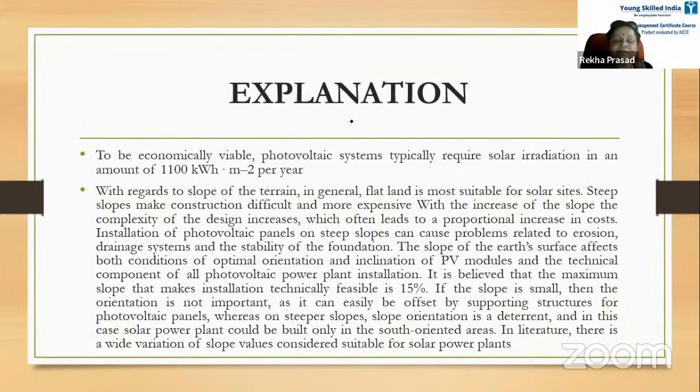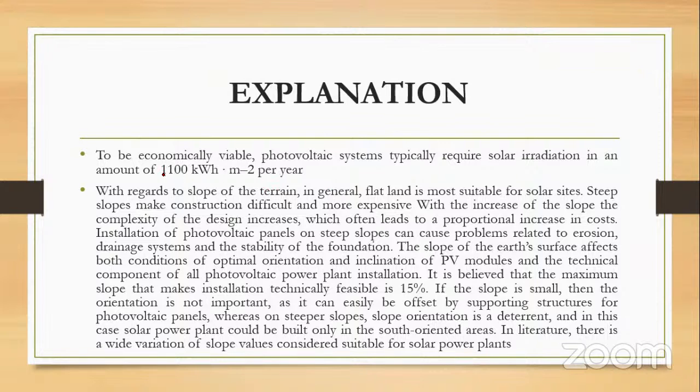So these are the explanation. To be economically viable, a photovoltaic system typically requires solar irradiation of 1100 kilowatt hour per meter square per year. Requirement can be more than this, but this is the minimum. Below this, the solar power plant will not be economically viable. If it does not even produce this much energy, it is useless.